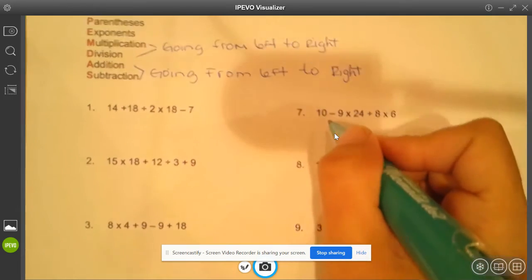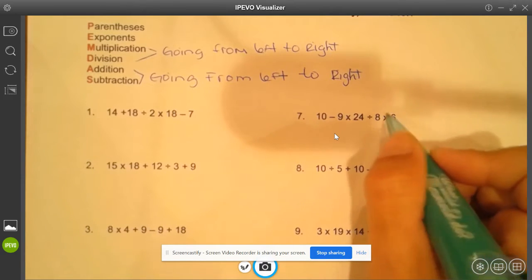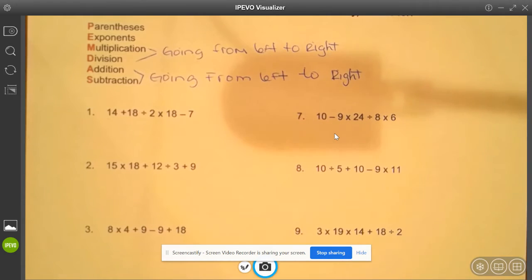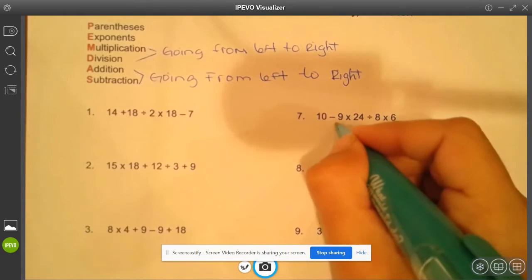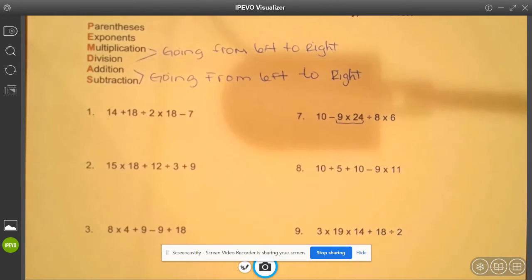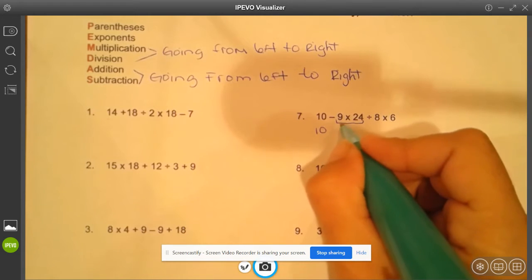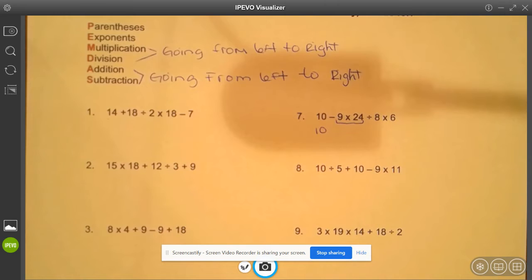Okay, so the first thing, we have to look for parentheses. There are no parentheses here. There are no exponents here. Then we go from left to right. We're gonna check if there is multiplication or division. So we go this one. This is multiplication over here. So let's do that one first. I rewrite things because I like to be organized when I'm solving a problem. So I'm gonna go 10 and then 9 times 24. You will need a calculator. You can use one on the phone or whatever you have available.